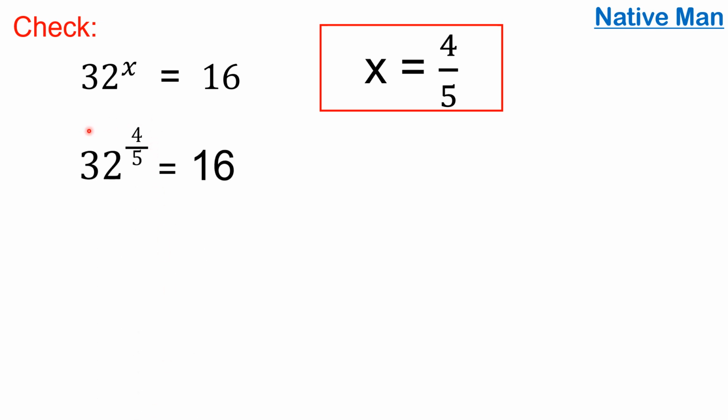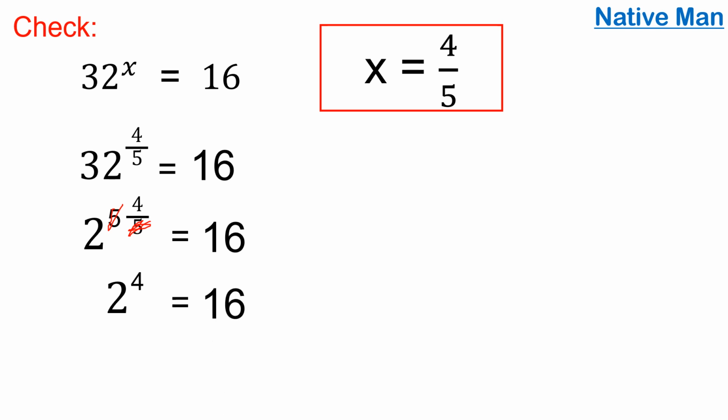So how do we simplify 32 raised to 4 over 5? Again, we need to rewrite 32 in exponential form. So the same process. So 2 raised to 5 and then raised to 4 over 5 is equal to 16. So here, we are going to multiply 5 times 4 over 5. To simplify this, we just cancel 5 here and 5, the denominator of the exponent. So what is remaining here? 4. So 2 raised to the fourth power is equal to 16.